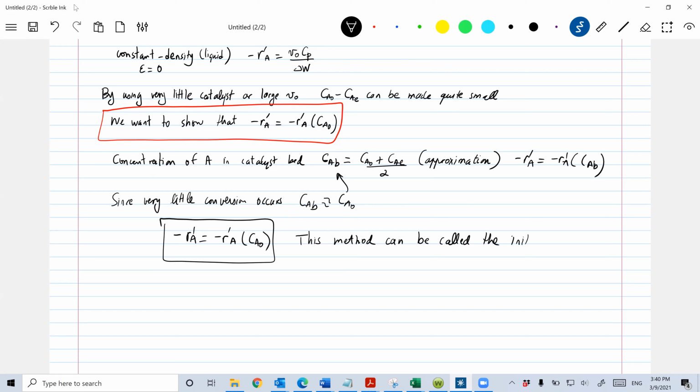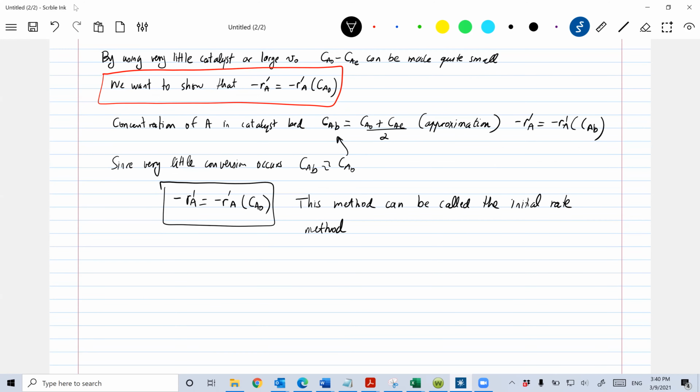And we'll come back to that in a moment. If you remember, when we were dealing with PFRs, we would say something like CA0 comes in and it hits the catalyst right at the beginning, and that's the highest rate. That's what that is. So that's the rate, the highest.